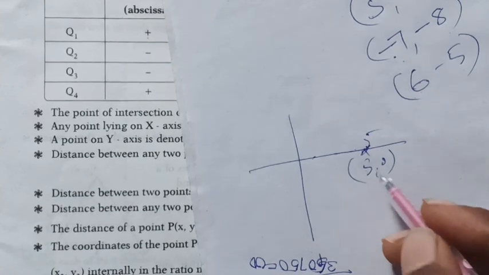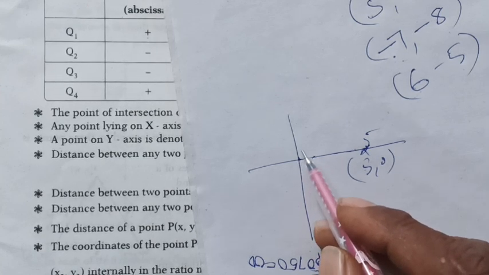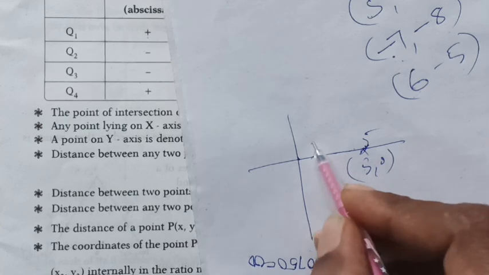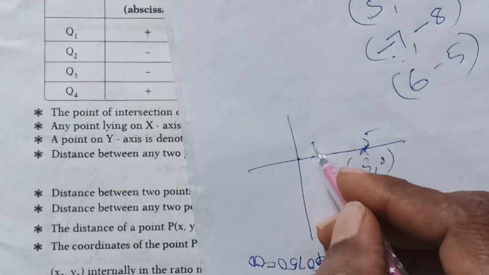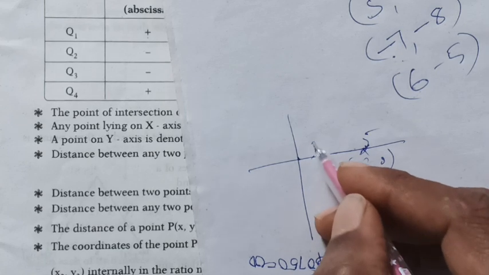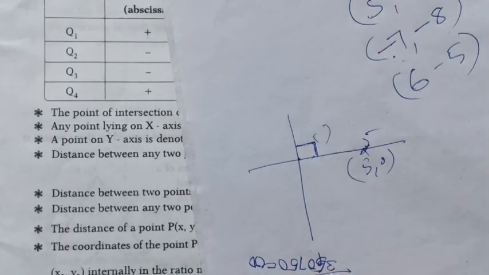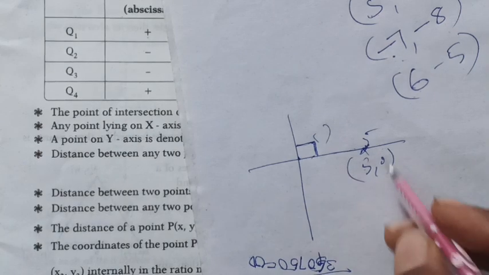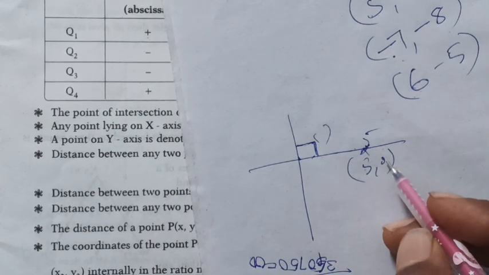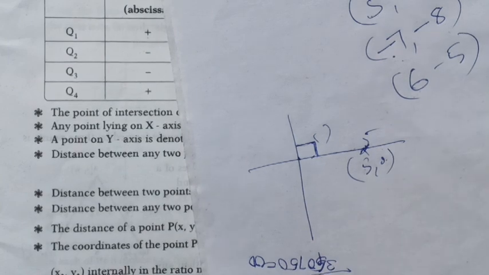Why? Because there is no distance from the y-axis. For example, if you take a point here, it has two distances: the y distance from the x-axis and the x distance from the y-axis. But on the x-axis, we should write the y point as 0. The y distance is 0. So 5 comma 0.